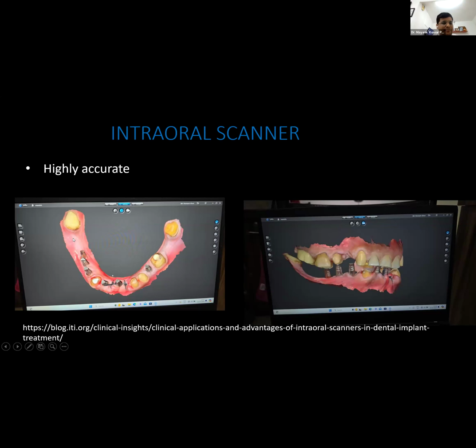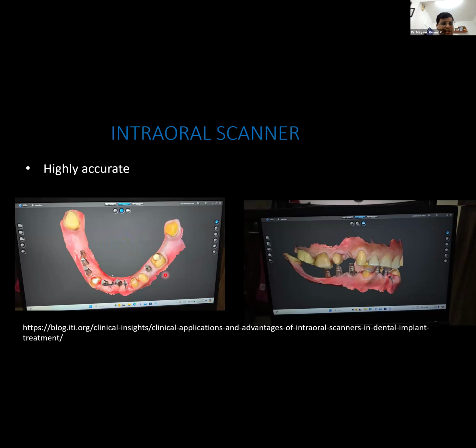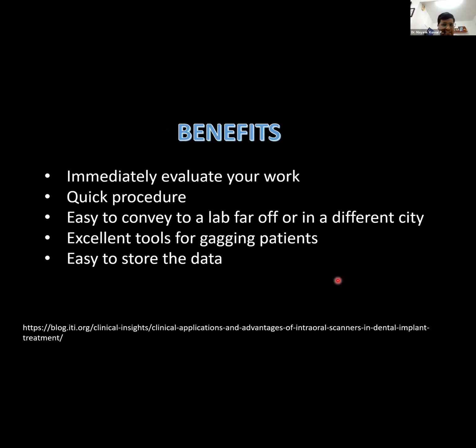So this is how a scanned image of an arch would look like. Here a few teeth have been prepared, and these are some titanium abutments that are used on this implant. The entire thing has been scanned. This is the lower arch, and this is how the patient is at occlusion. So these scanned images are then transmitted to the lab for them to process the details.